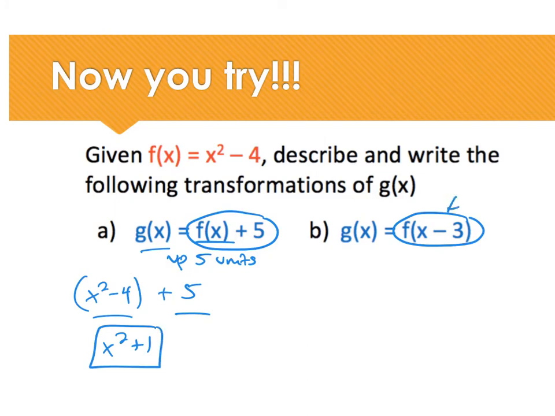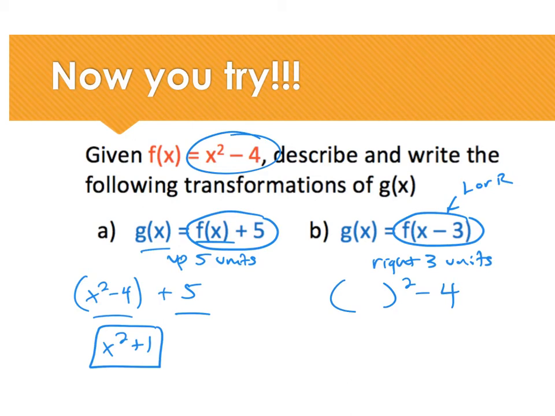Here we have it inside the parentheses, so that's left or right, but since it's minus 3, that would be right by 3 units. So that's the describing part. And now if I were to write that function, notice our original function was x squared minus 4. So instead of the x, I'm going to replace it with the x minus 3 there, because that's again a composition. And so to simplify this, that means there's 2 factors of the x minus 3.